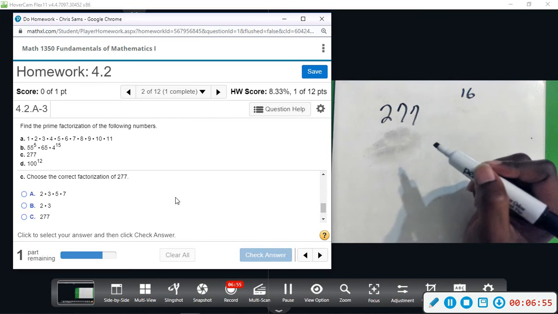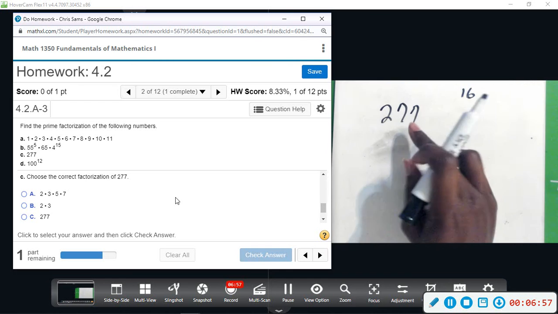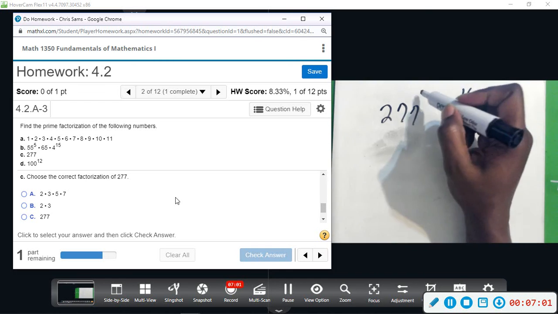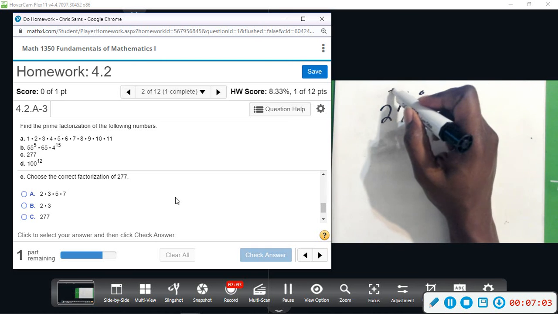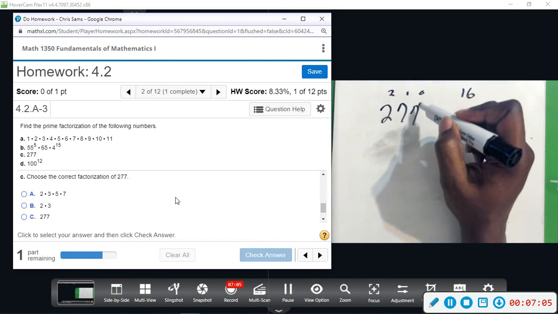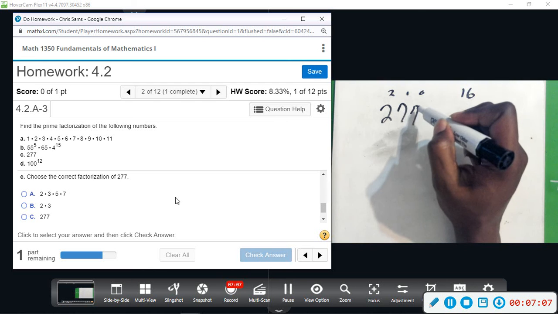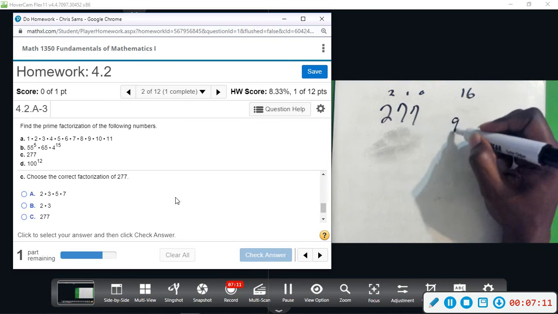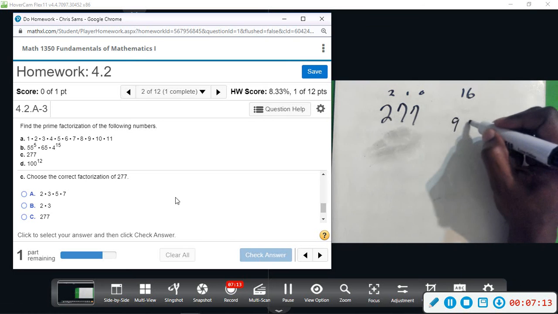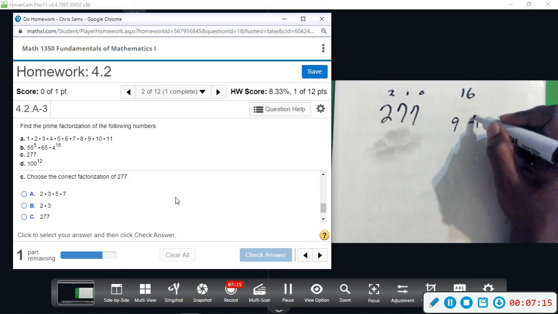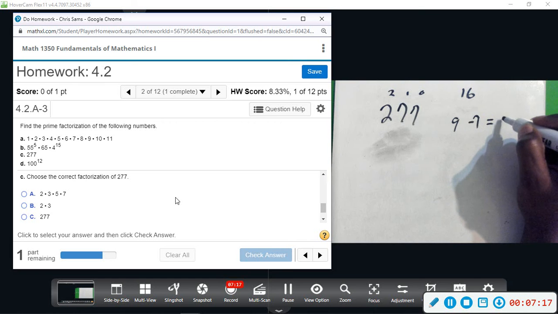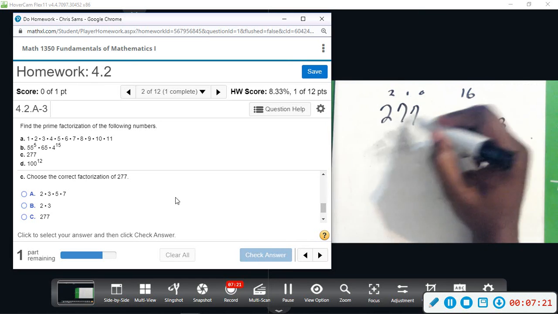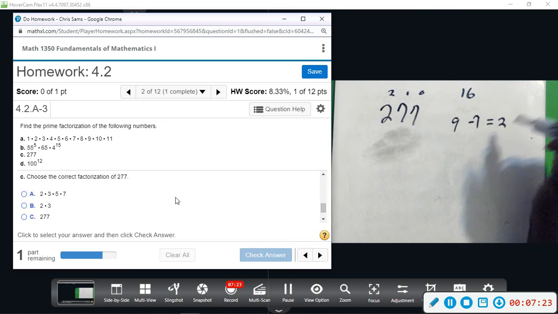Not divisible by 10. 11 says we have to add the even powers, so this would be 0, 1, 2. So even powers of 10, that would be 7 and 2. I would add those and get 9, and then take the odd powers and subtract. If this result is divisible by 11, the number is divisible by 11, and it is not.